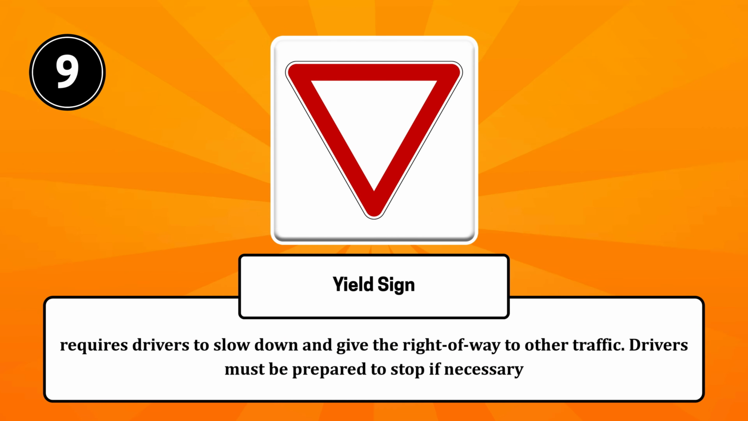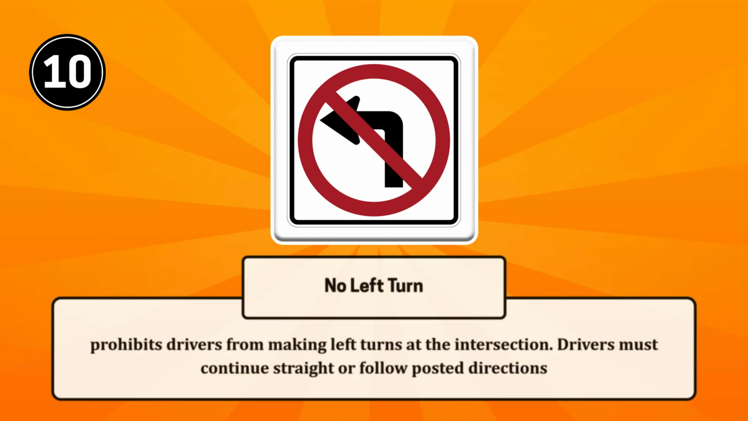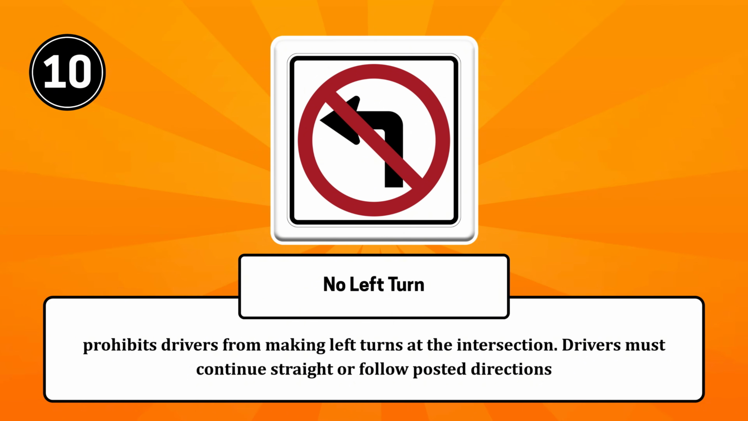The yield sign requires drivers to slow down and give the right of way to other traffic. Drivers must be prepared to stop if necessary. The no left turn sign prohibits drivers from making left turns at the intersection. Drivers must continue straight or follow posted directions.